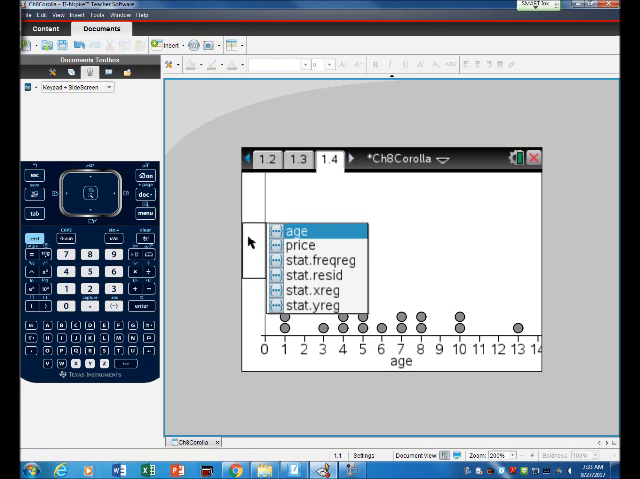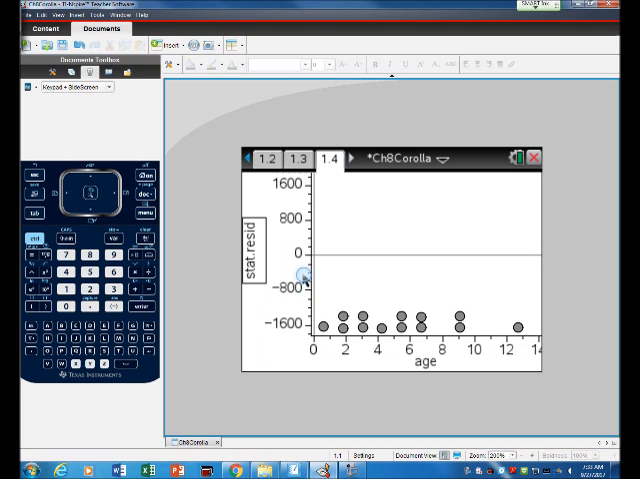So again, if you don't run the regression, none of these stat dot whatever variables show up. So you'll know that you need to run the regression first. All right. Now again, I'm looking for no pattern here. So when I look at this, you want to see, is there a pattern? It doesn't really look like there's a pattern.